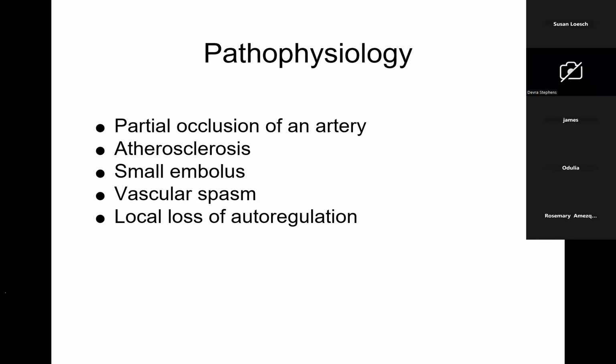TIAs can be caused by partial occlusion of an artery, atherosclerosis, small emboli, a spasm in the vessel, or loss of autoregulation. So the body isn't doing its job. TIAs are a warning sign that a problem might be brewing, like a stroke or a CVA, cerebral vascular accident. The brain has to have glucose and oxygen. If it doesn't, it's going to suffer damage. All right, not everyone will have a TIA before a stroke. Some people just go right to the stroke.